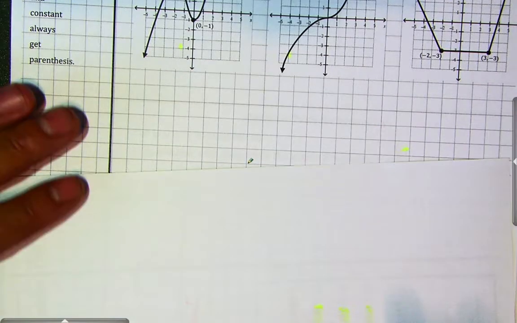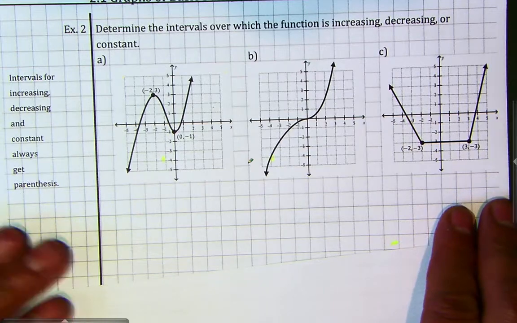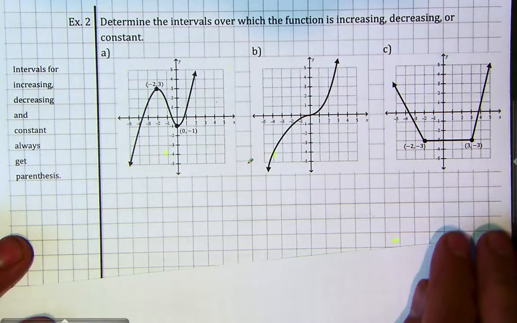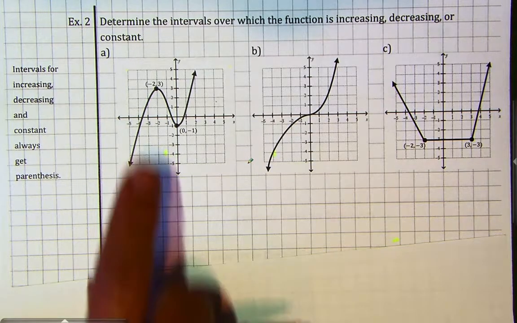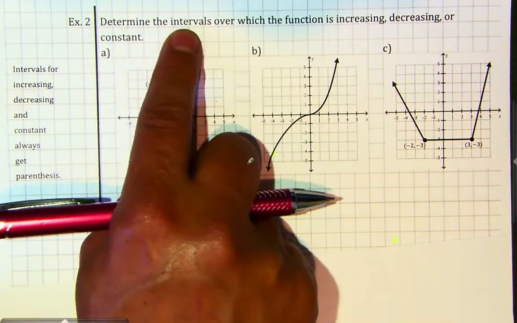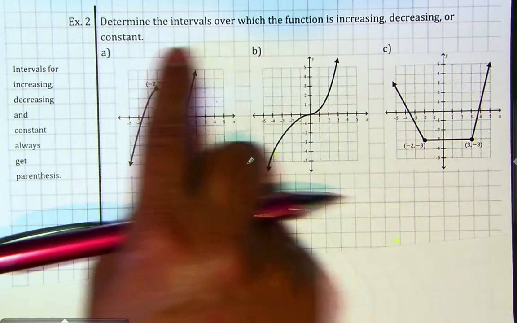So let's go through example number 2. Go ahead and copy it down, paste your graphs or copy them, and then we'll start once you're ready. Go ahead and pause it. Determine the intervals over which the function is increasing, decreasing, or constant.